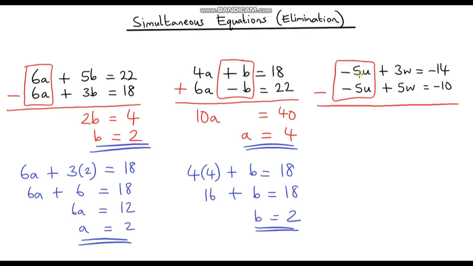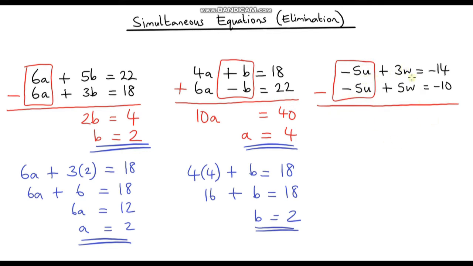So we've got negative 5u, subtract negative 5u. Now, when we're subtracting a negative, that is the same as adding. So what this reads as is negative 5u plus 5u, which is 0. So they do eliminate. So the u's will be eliminated.